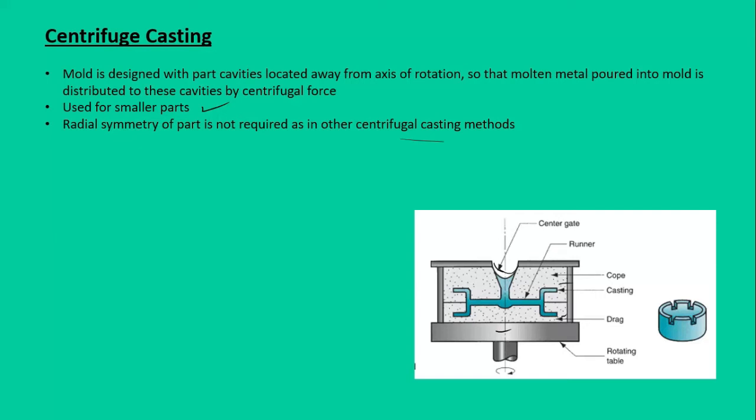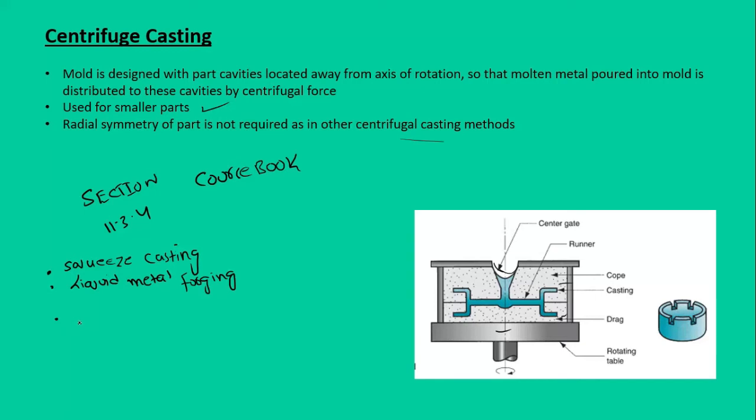Although we have left some less important types of casting process, I would recommend you go to the book and study section number 11.3.4 of your course book. It includes the following types. It has squeeze casting, it has liquid metal forging, which is a kind of casting also. You should be aware of these terminologies, and it's a section of only half a page.